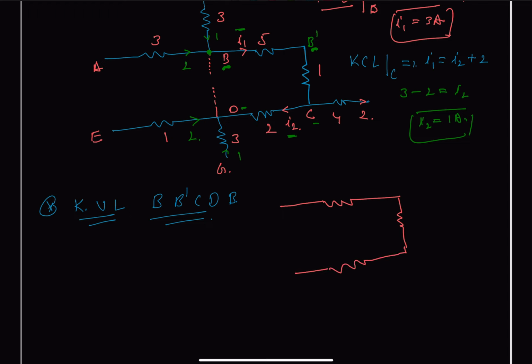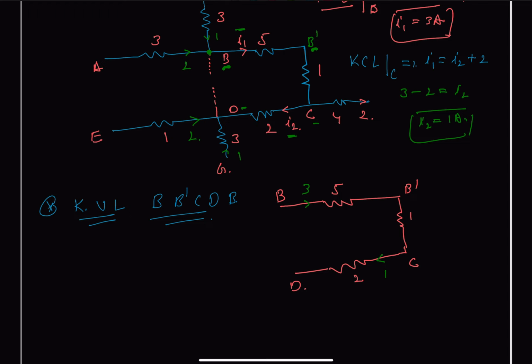So this is our B, B prime, C, and this is our D. We have 5 ohm, 1 ohm and 2 ohm, and the current, this is our 3 ampere, and here we get it as 1 ampere. So obviously the current through 5 ohm is flowing from left to right.